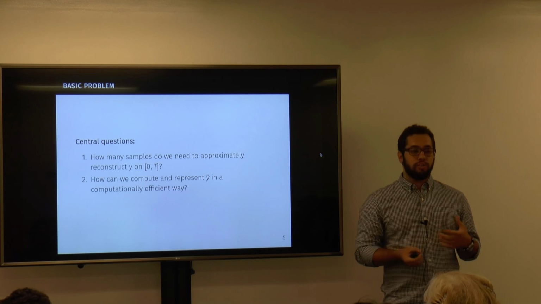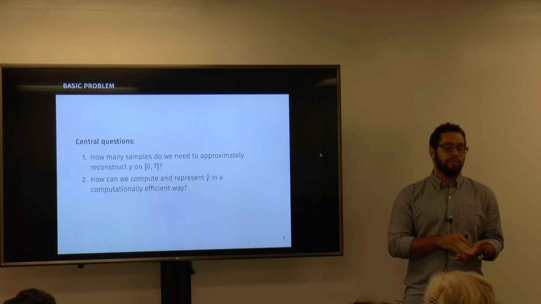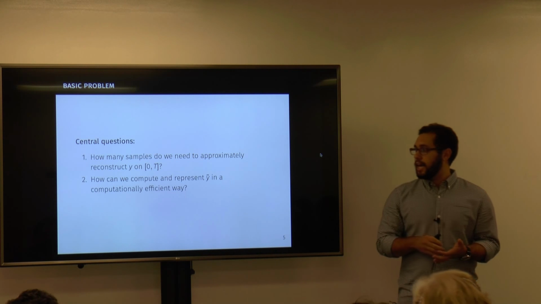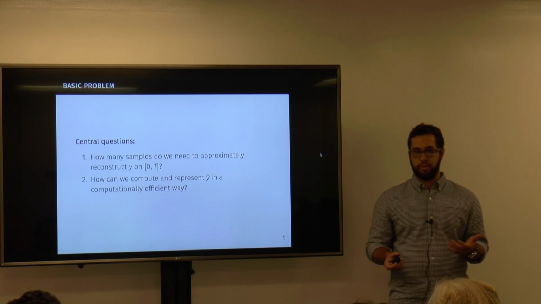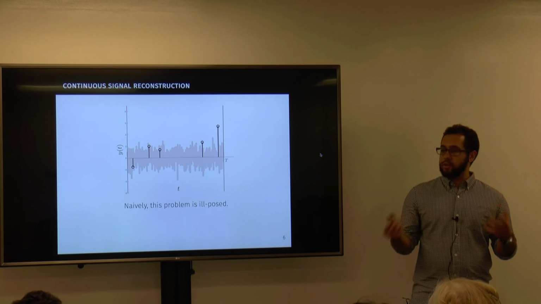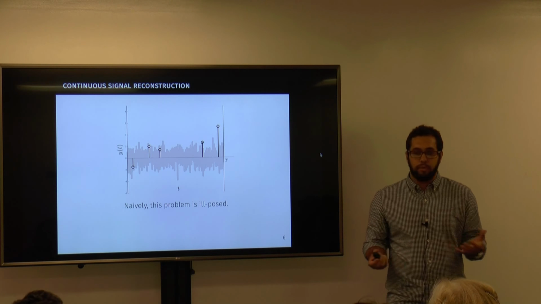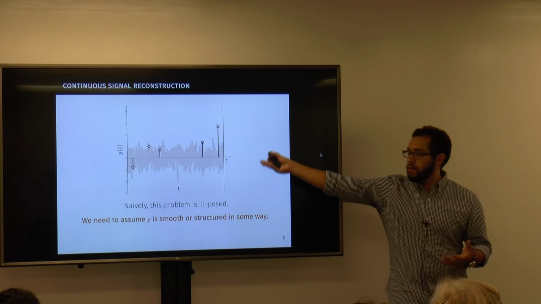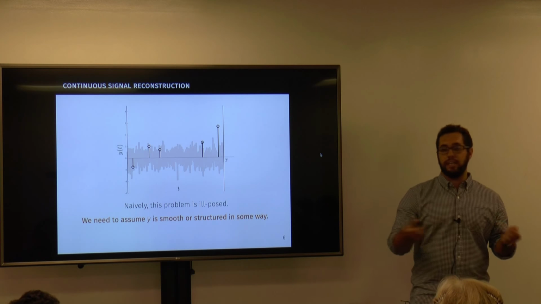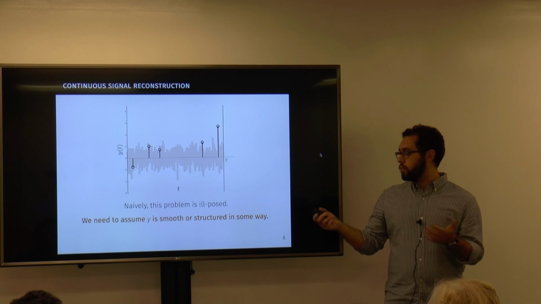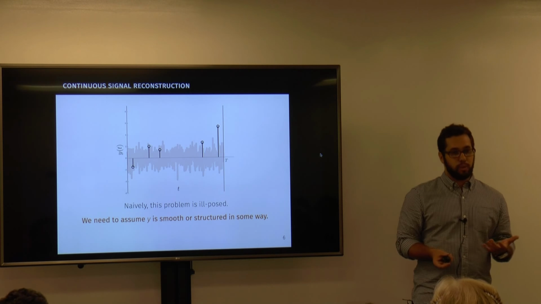OK, so the big questions you can ask when you want to solve a problem like this are computational efficiency and sample efficiency. How can I take as few samples as possible and still learn the signal? And once I get those samples, how can I actually learn y tilde and represent it in a computationally efficient way? The first thing is, this is obviously an ill-posed problem if I don't make some sort of assumptions about my signal. If my signal is very poorly behaved and can jump all around, there's no reason to believe that the information at my samples gives me any information about the rest of the function. So when you solve this problem, you need to make an assumption about y in some way. Either it's structured or it's smooth.